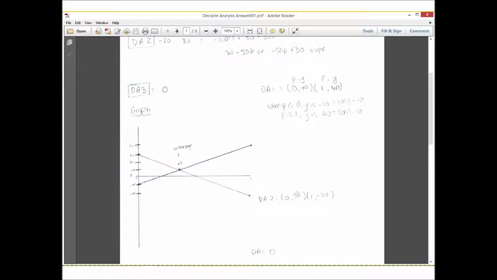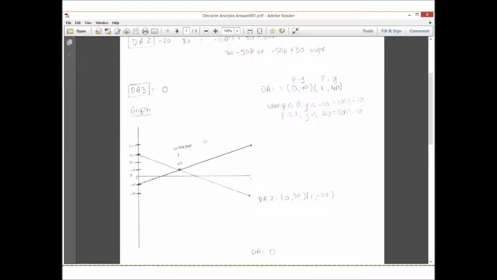For decision alternative 2, if P is 0, what should Y be? When we come up here, negative 50 times 0 gives us 0 plus 30. That will give us 30 for Y. And if we have P equals 1, it's going to be negative 20 because negative 50 plus 30 gives us negative 20. So I graph it, right?